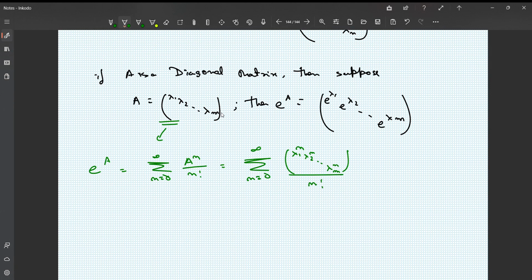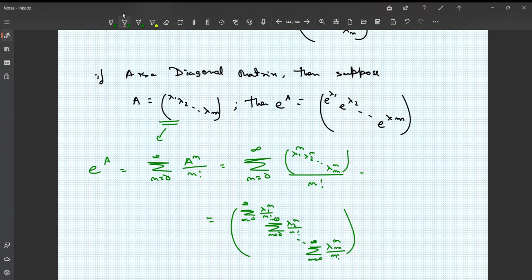Upon n factorial. So n factorials are typically constants, right? So you can just put them inside under a summation form. The summation goes inside the matrices, right? So this is the matrix form: summation n equal to 0 to infinity lambda 1 to the power n by n factorial. Then we have summation n equals 0 to infinity lambda 2 to the power n upon n factorial, and so on and so forth till you get summation n equals 0 to infinity lambda m to the power n upon n factorial.